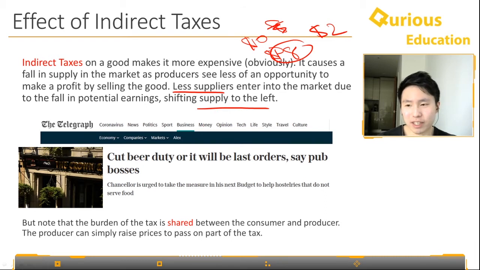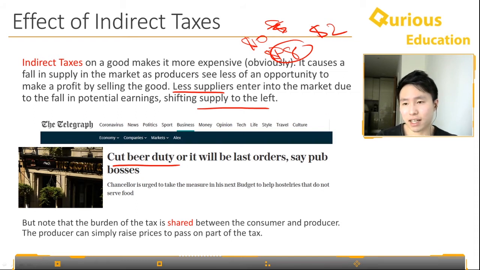So here we see some pubs asking the government to reduce the beer duty, especially during the times of coronavirus, where everyone is hesitant in getting a drink at the pub. And yeah, this definitely affects their profit margins, and it might actually make business less sustainable for them.